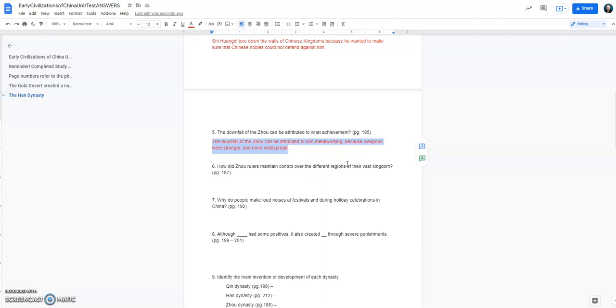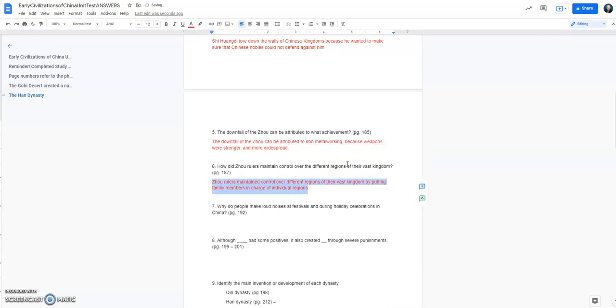Question 6. How did Zhou rulers maintain control over the different regions of their vast kingdom? Much like all ancient civilizations, when you have this huge kingdom, how do you control something that's thousands of miles away when you have no internet, no telephone, no ways to communicate? Well, you put people in charge who you trust, and they did the same thing in ancient China with the Zhou. They put family members in charge. You put your cousin in charge of the East, your brother in charge of the West, your uncle in charge of the South. You put people in charge that you trust, and those people answer to you, the king.